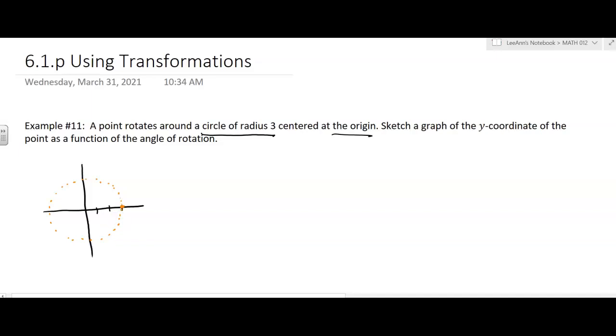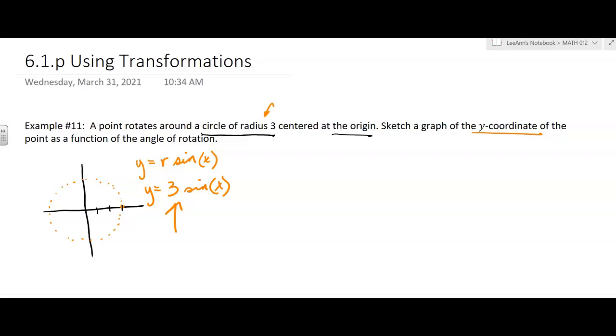Okay, we want to sketch a graph of the y-coordinate. So you might remember the y-coordinate is equal to, now if it's a unit circle, it's just sine x, right? But it's not a unit circle, so we have to consider the radius times sine x. Well, our radius is going to be 3, because it says it has a radius of 3, so 3 sine x. And so now we're going to graph this, y equals 3 sine x.